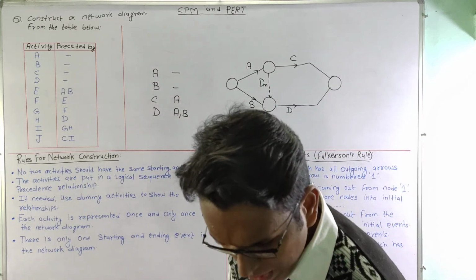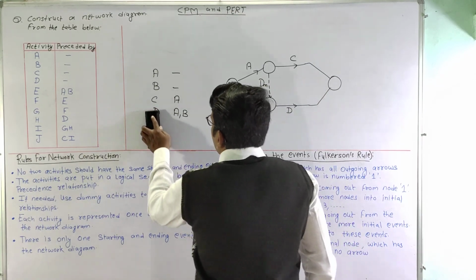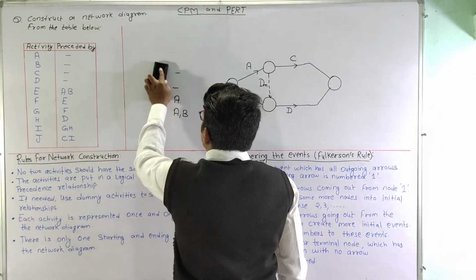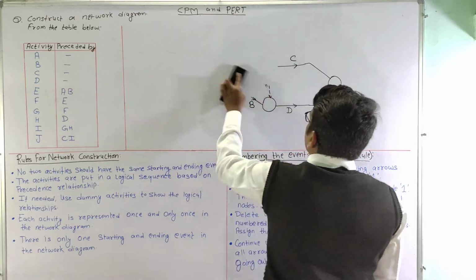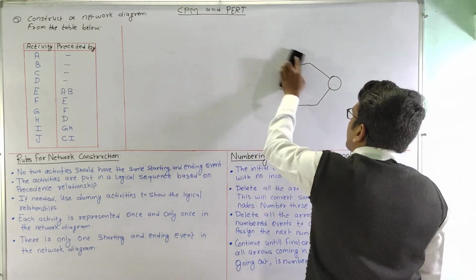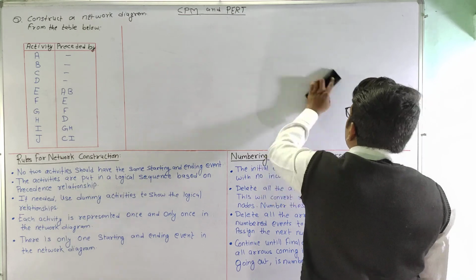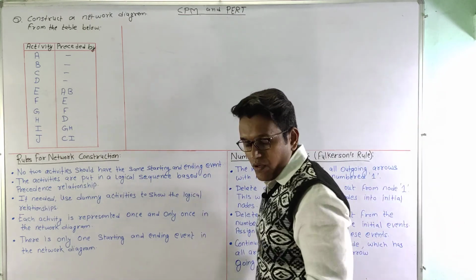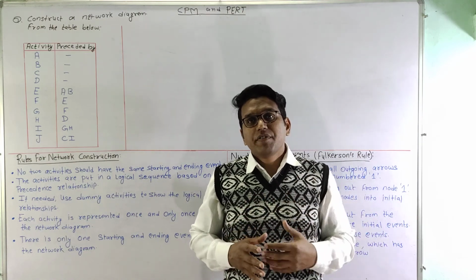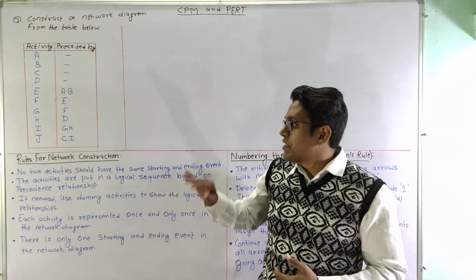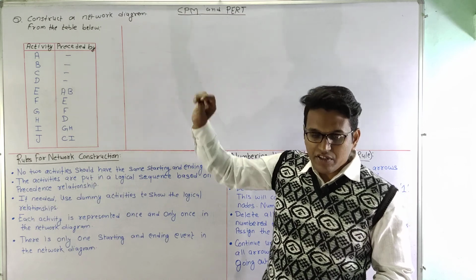Now let us move on to the problem we have taken. We also need to see how the numbering of events takes place, and we will do it after we construct the network.